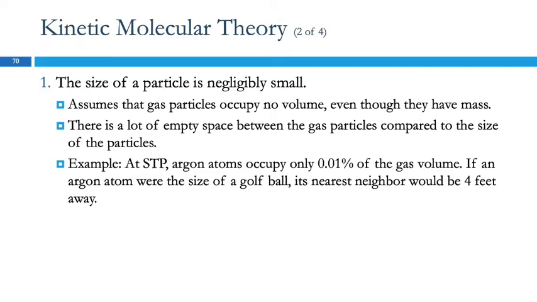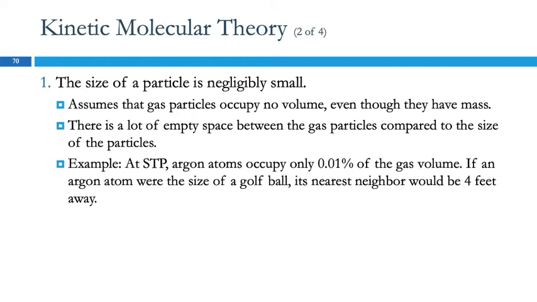So the size of a gas particle is negligibly small. It does have a volume, but the volume is so small that it really doesn't matter. So there is a lot of empty space between the gas particles. So an example is at STP, argon atoms would occupy 0.01% of the volume of the gas, and the other 99.99% would be empty, nothing.